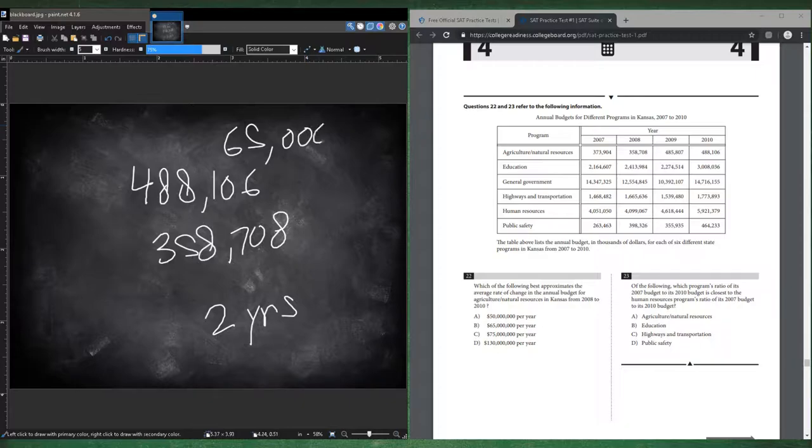65,000 per year. But since the information above is represented in thousands, you have to add 3 more zeros, because you multiply by 1,000. So you have 65 million. So the answer is B.